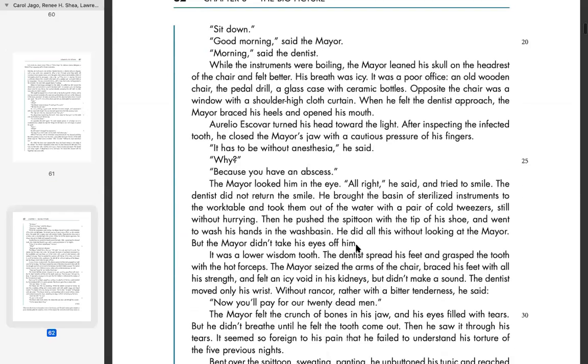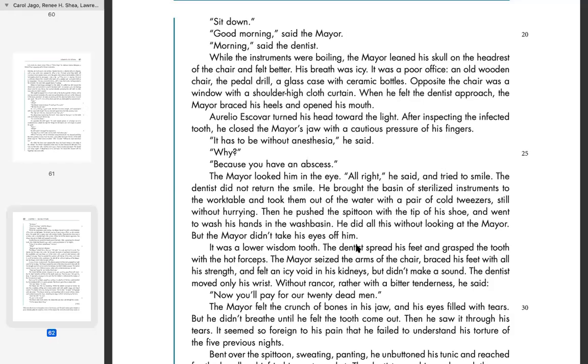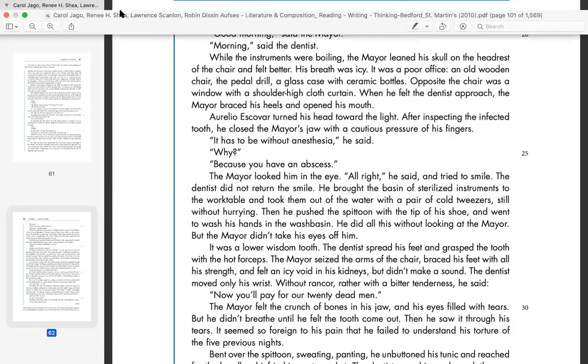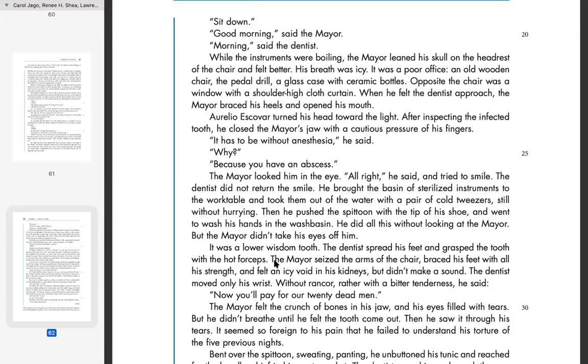"Good morning," said the mayor. "Morning," said the dentist. While the instruments were boiling, the mayor leaned his skull on the headrest of the chair and felt better. His breath was icy. It was a poor office: an old wooden chair, the paddle drill, a glass case with ceramic bottles. Opposite the chair was a window with a shoulder-high cloth curtain. When he felt the dentist approach, the mayor braced his heels and opened his mouth.